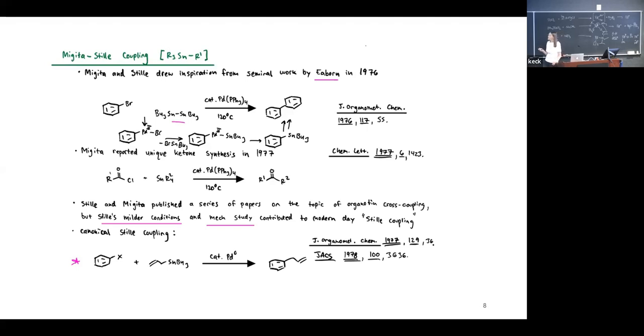Then in 1977, Migita published this ketone synthesis where you start from an acyl chloride, tin reagent, and palladium, and you can form the carbon-carbon bond. For this example, it's been debated whether this is exactly the Stille type of coupling, because using an acyl chloride makes the mechanism a little bit more murky. And Stille really published going from the aryl halides with the tin reagent and palladium to form the carbon-carbon bond. So it's much clearer chemistry, with milder conditions and a lot of mechanistic studies. So I think that's maybe why most people just refer to it as the Stille coupling. And this was at a very similar time as the acyl chloride work.